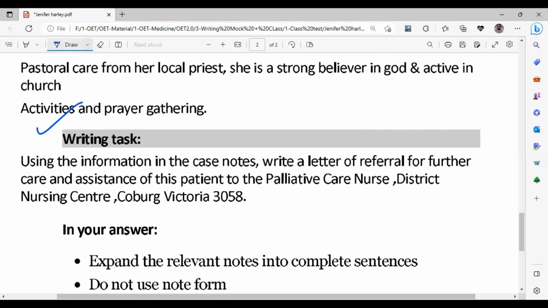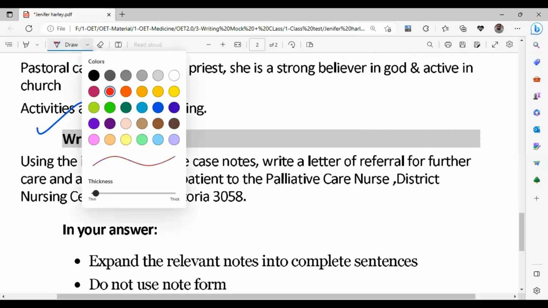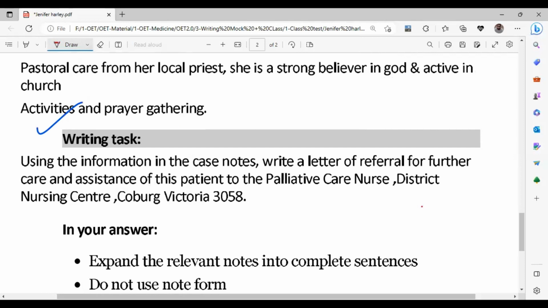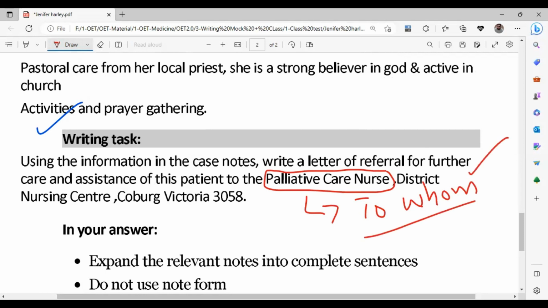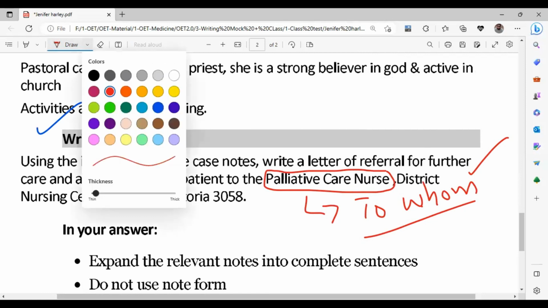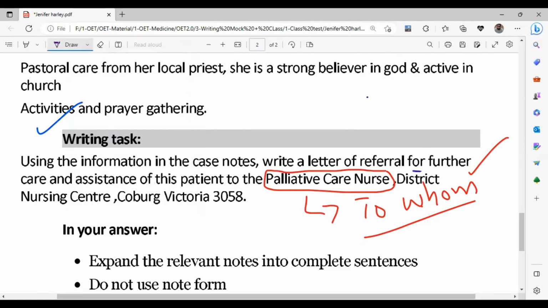Here you can see that the most important thing is to whom we are writing this letter. We can find this: the writer is writing to the palliative care. So the first thing that we have discussed is to whom we are writing this letter. And what is the reason for writing? We can also find that reason here: for further care and assistance of this patient.